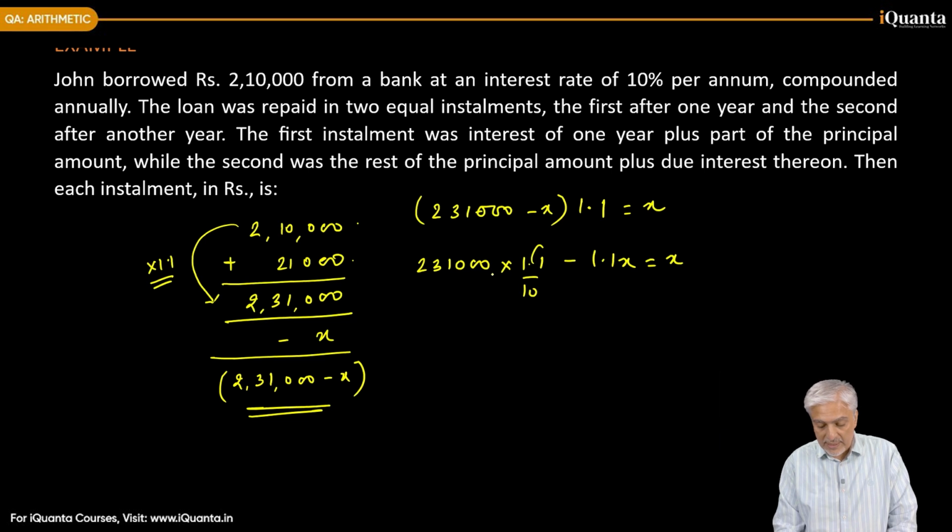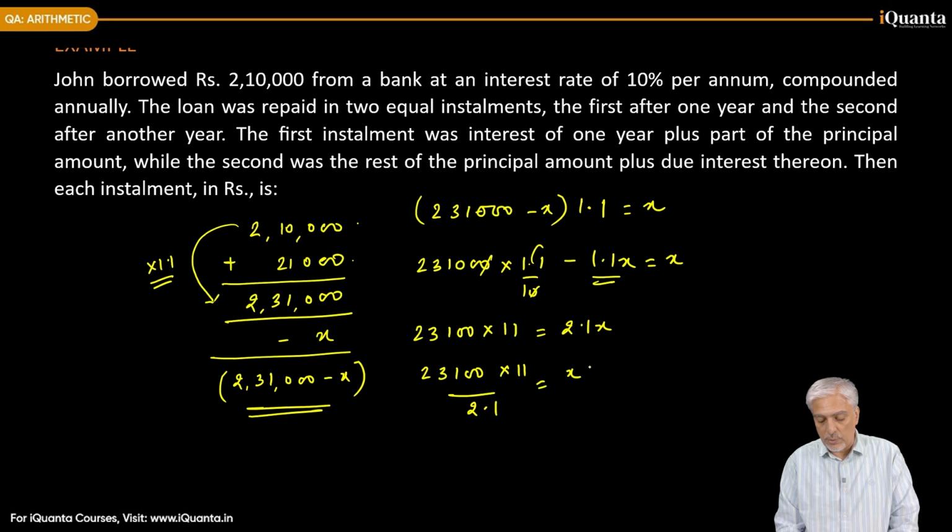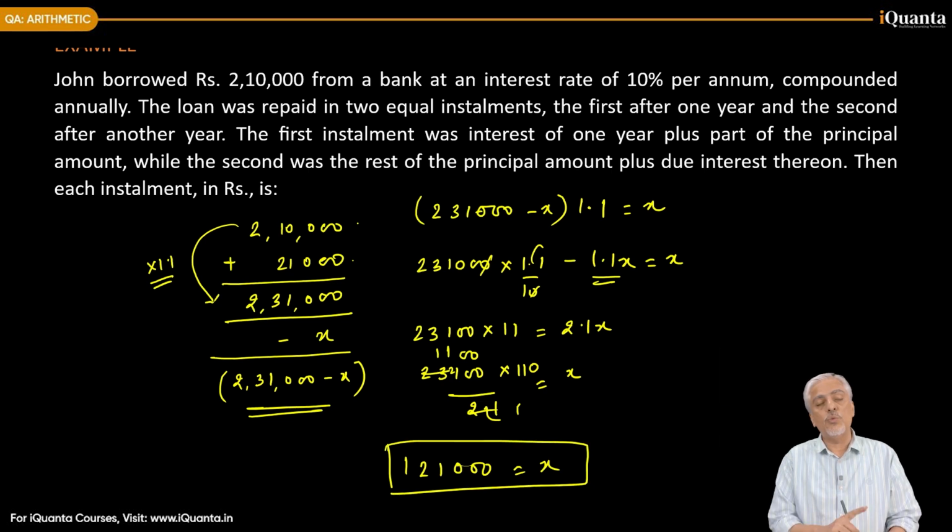If I remove this decimal, I get a 0 over here, cut out. 23,100 into 11. I'm in no rush to multiply. This 1.1 goes on the other side, becomes 1 plus 1.1. So it will become 2.1x, right? So 23100 into 11 divided by 2.1 is equal to X. Remove the decimal, put the 0 over here. 21 ones is 21, 21 ones is 21, 0, 0. So we are left with 11 into 11 is 121 and 3 zeros, that is X, which is 1,21,000, which is what we had got earlier also.